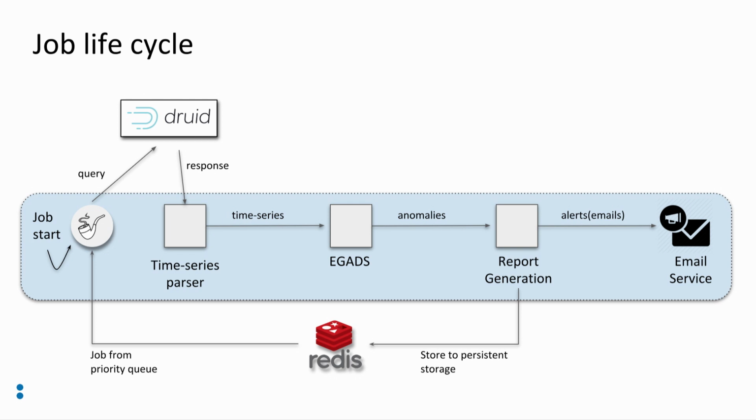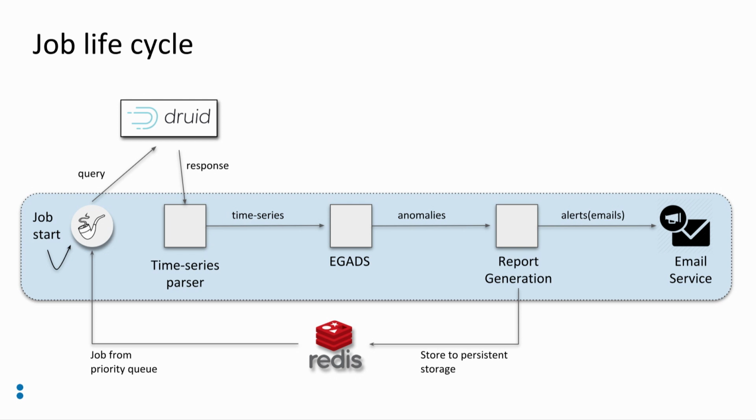In the response, all the data points are in JSON, where you need to parse all the possible time series. Then we input all the time series into EGADS one by one, and EGADS runs all the time series and spits out the anomalies. We segregate all the anomalies among all the time series, and we store all the reports in Redis.